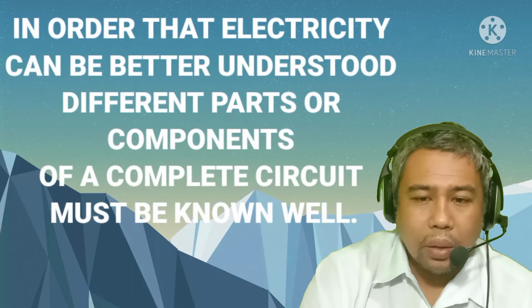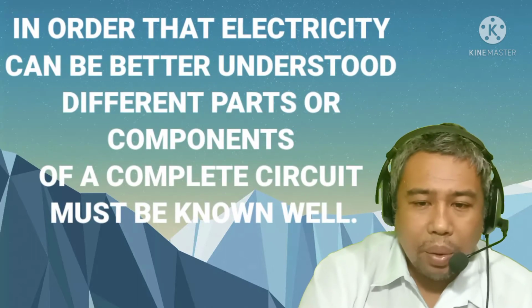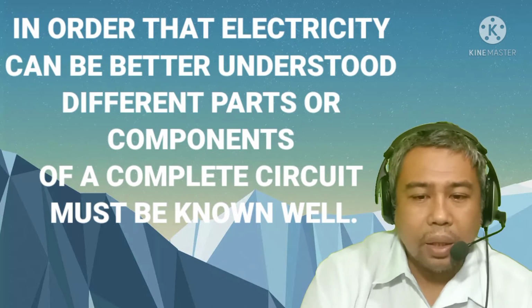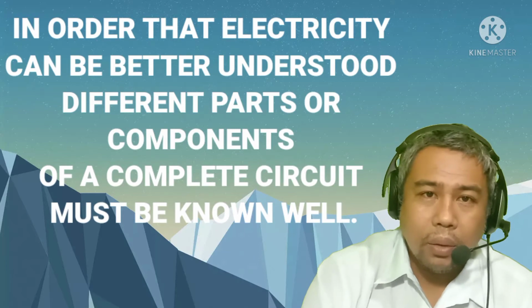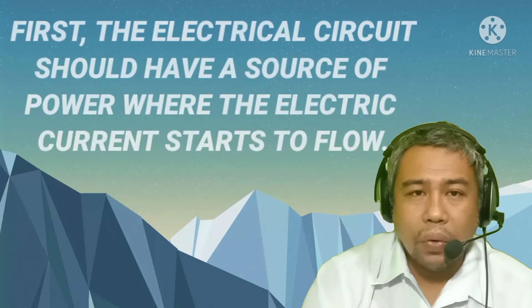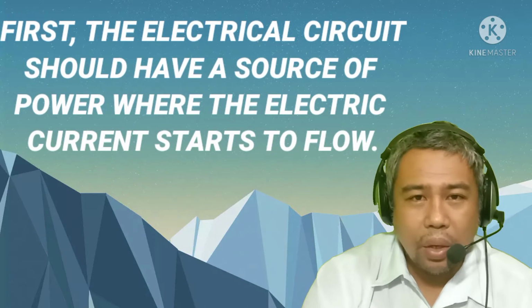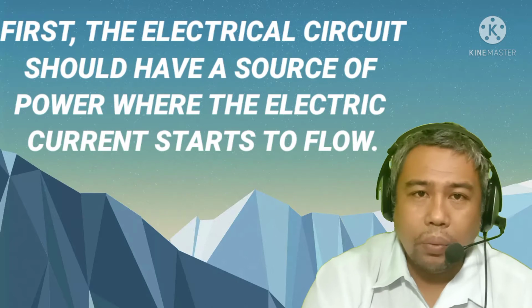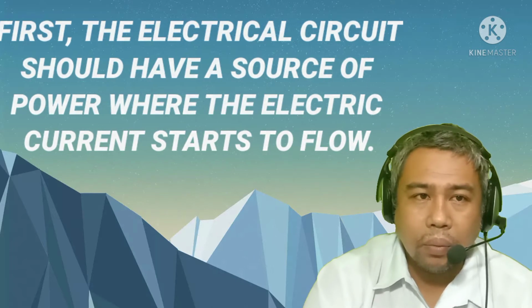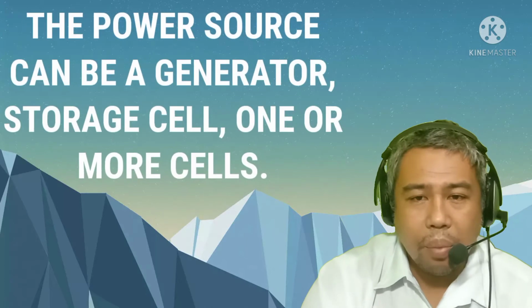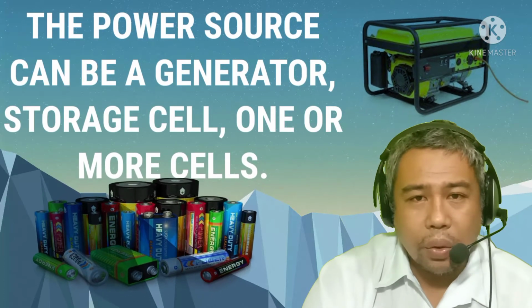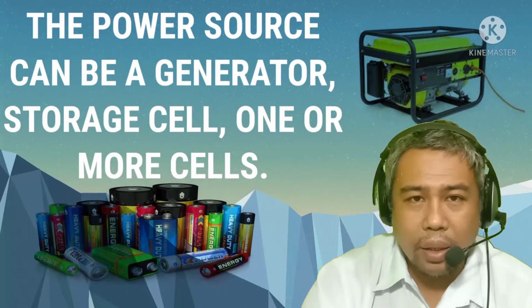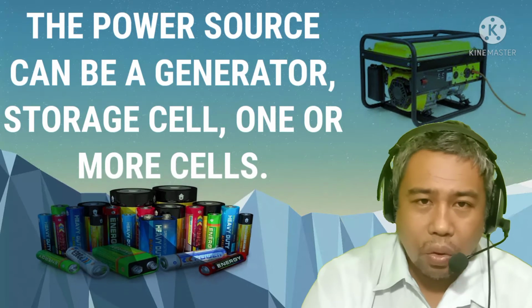In order that electricity can be better understood, the different parts or components of a complete circuit must be known well. First, the electrical circuit should have a source of power where the electric current starts to flow. The power source can be a generator, storage cell, or one or more cells. Here is the picture of a generator and the cells, or the so-called battery.